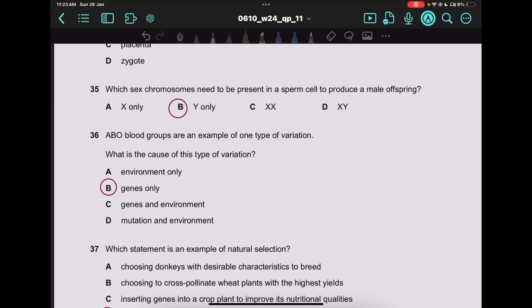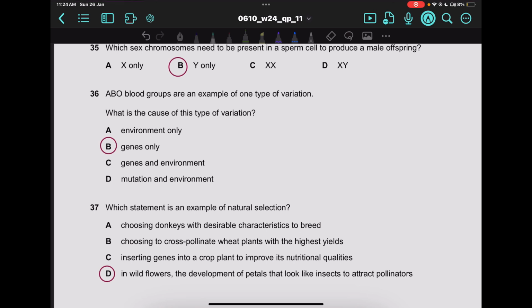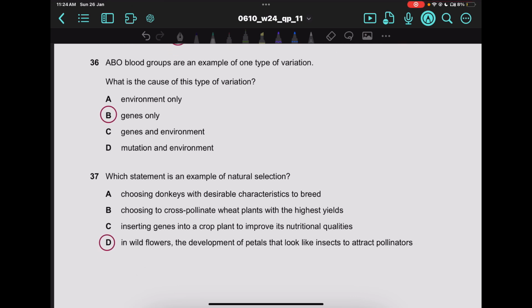36. ABO blood groups are an example of one type of variation. What is the cause of this type of variation? This is only by genes. Environment cannot affect your blood type. Only genes. This is something you're born with, so you cannot really control it. So the answer is going to be genes.